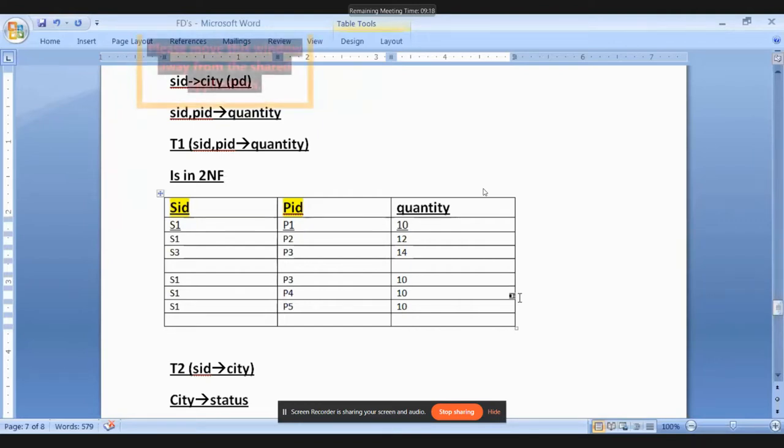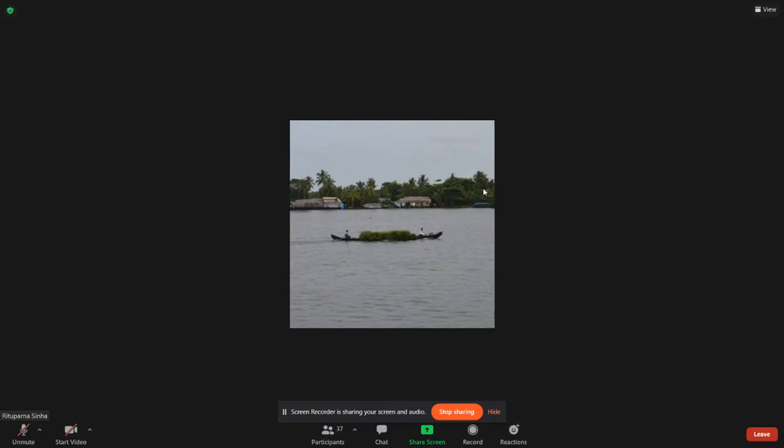One minute, just hold. My daughter is shouting so much. One minute. Okay, let me see, our time is very less. I'm stopping the sharing. Rejoin again.